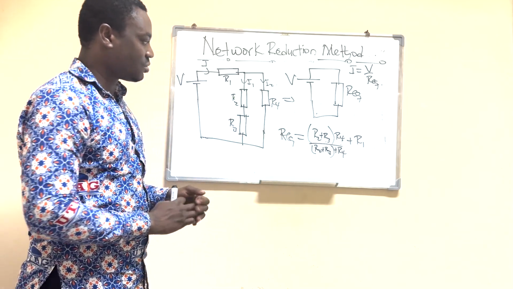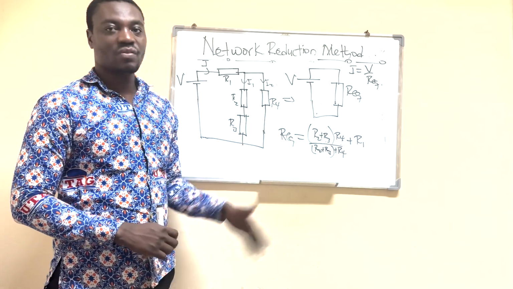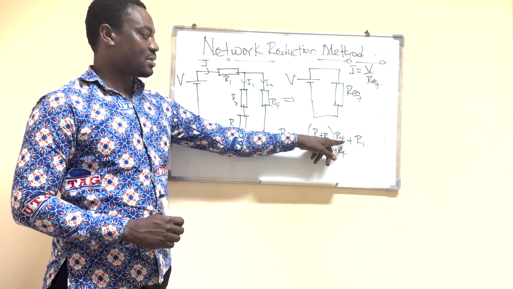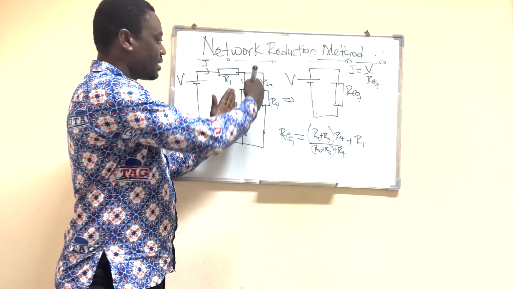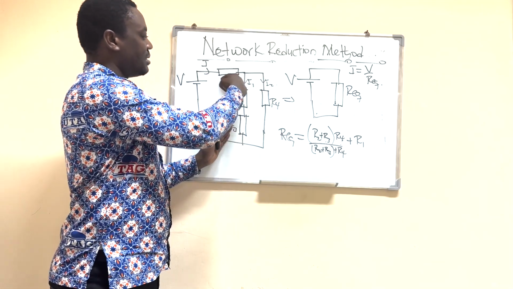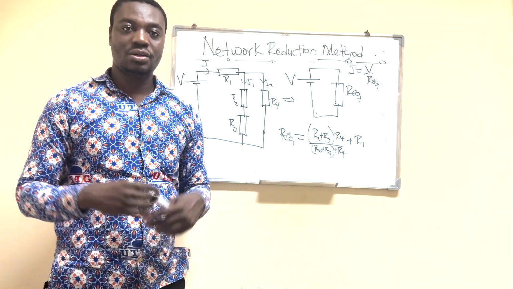So since they are going to be in parallel with R4, that means I'm going to take the product over the sum. So I have R2 plus R3 times R4, then over R2 plus R4. Then after all this, this part will now be in series with R1. So we add plus R1.